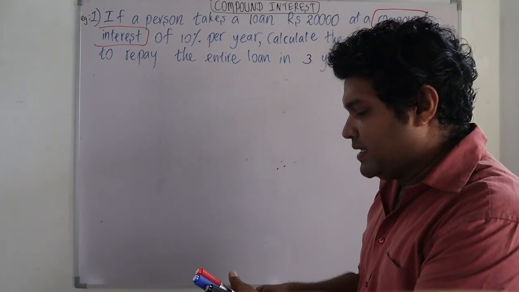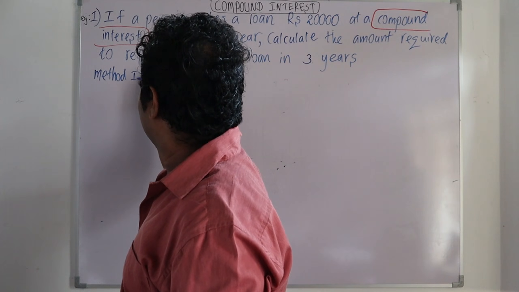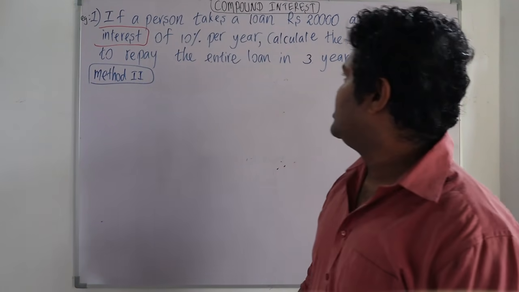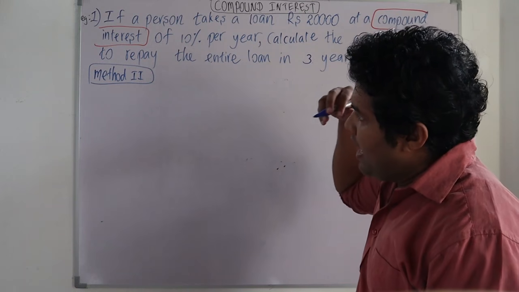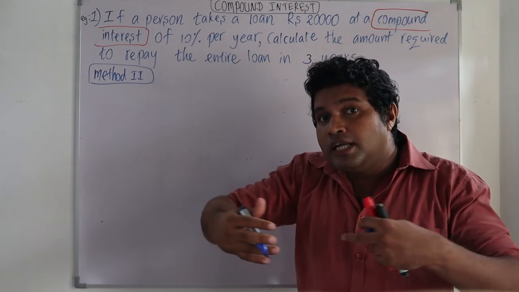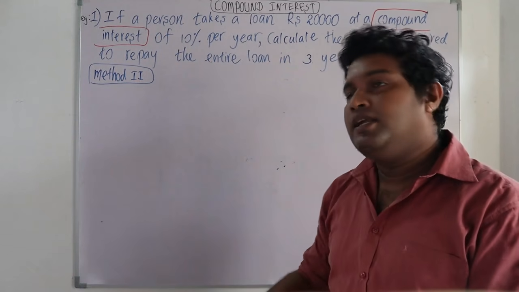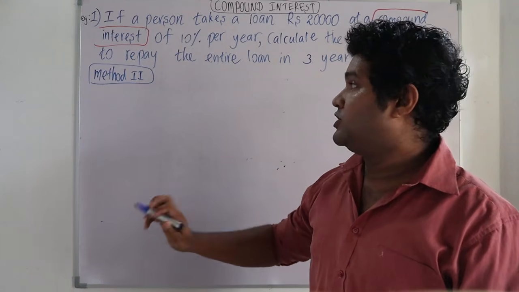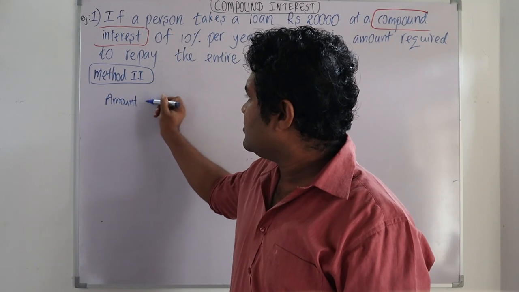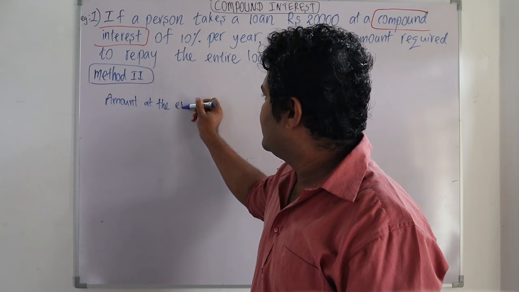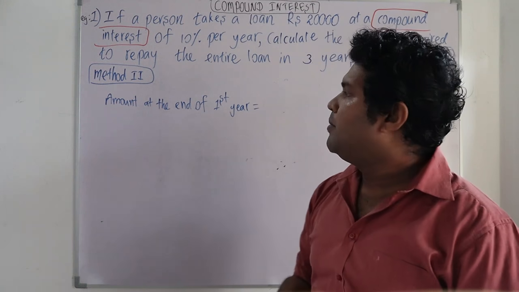Okay. The second method, method 2. According to method 2, we don't calculate interest year by year. At once we are calculating the total amount at the end of the year, including the interest. Without finding interest, we are calculating the amount at the end of the first year, second year, and so on. Okay, then I am writing the amount at the end of the first year.